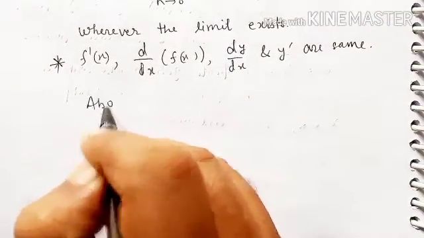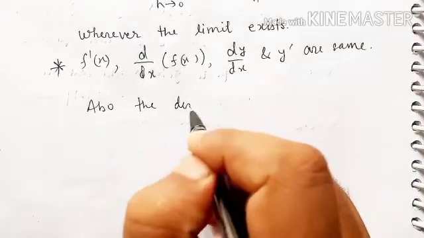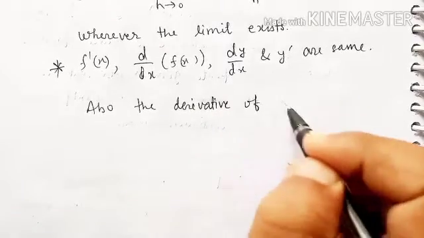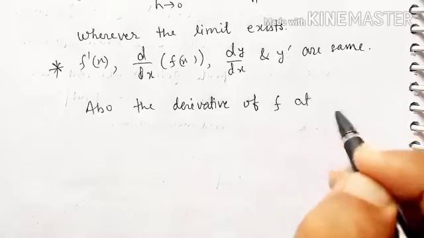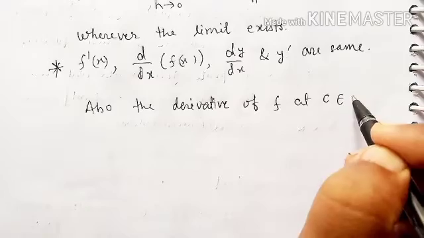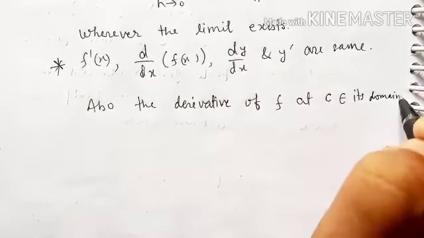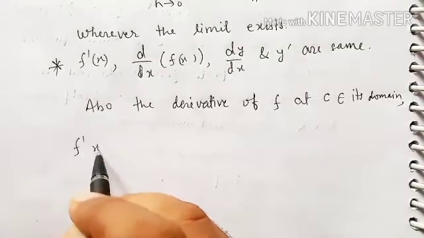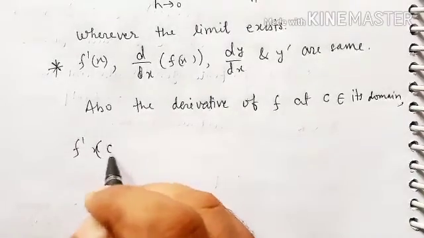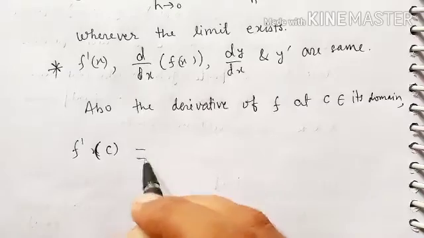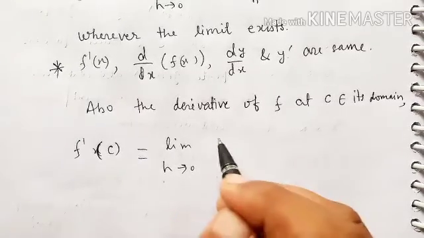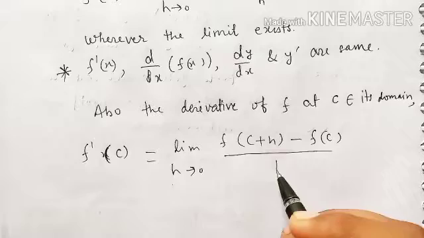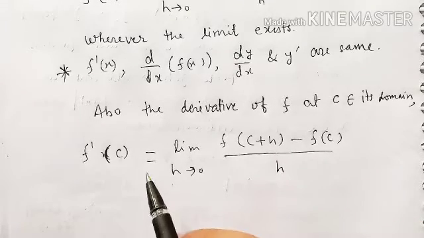Also, the derivative of f at c in its domain is given by f dash c, which is equal to limit h tends to 0, f of c plus h minus f of c by h. We replace x by c.